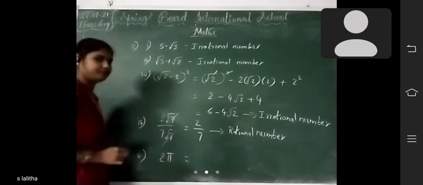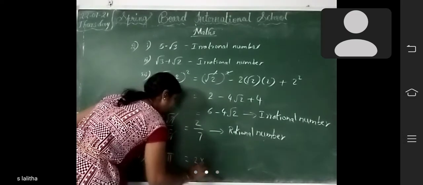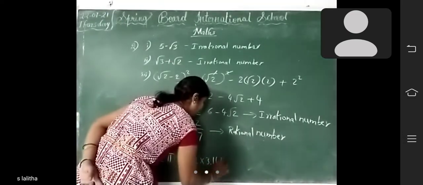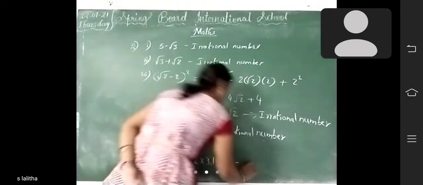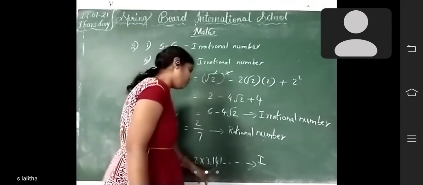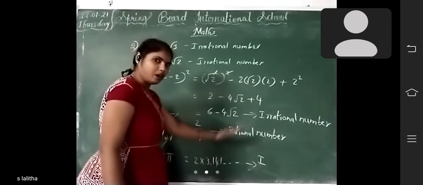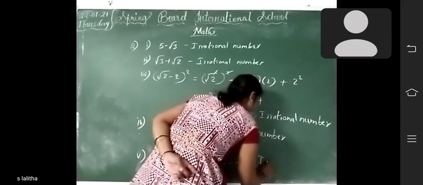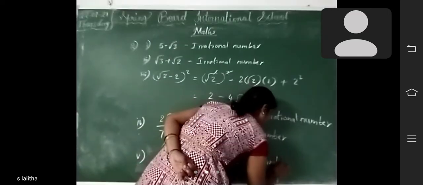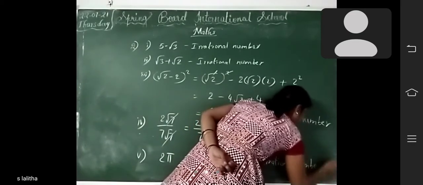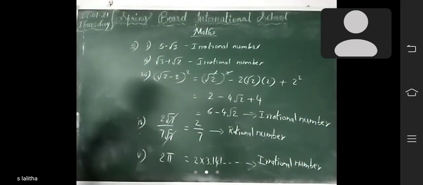2 pi. So 2 into pi. What is the pi value, children? 3.141 and so on is there. So you multiply this 3.141 and again you will get an 'and so on' value. So a non-terminating, non-repeating decimal we will get. So it is an irrational number. Come on, write.